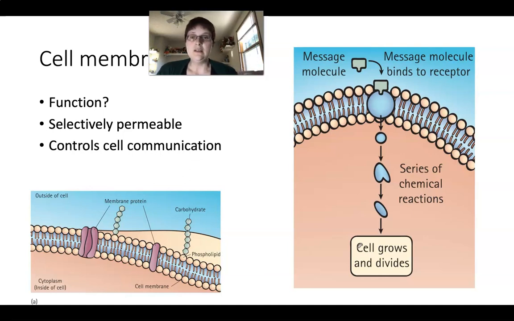So it could be to start cell division. It could be to start making a new protein. It could be to run away if you're a single cell organism. So that's one of the big things that the cell membrane does. So it holds stuff in, it regulates what can come in and out, and it is in charge of getting messages. So we're going to take a look at how all of these different types of things work.